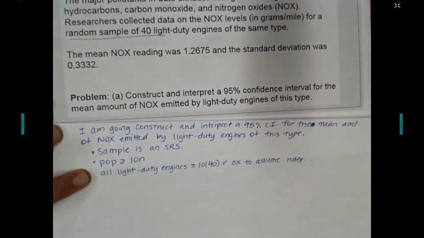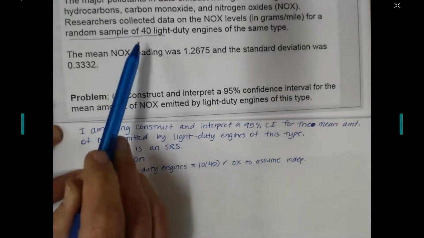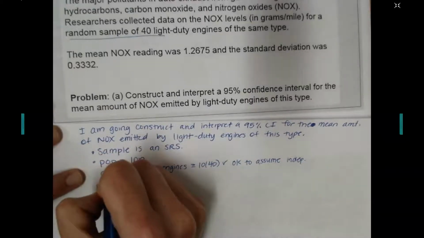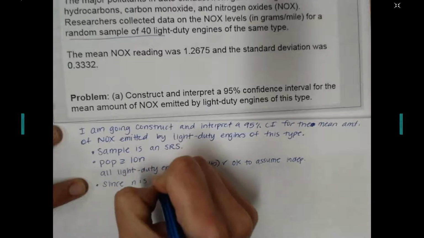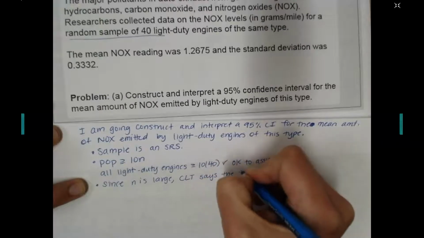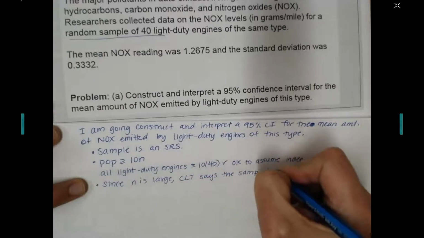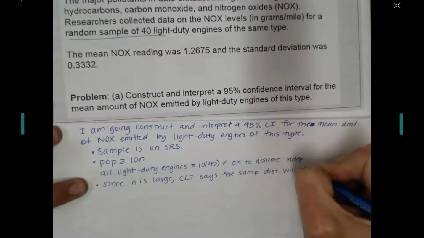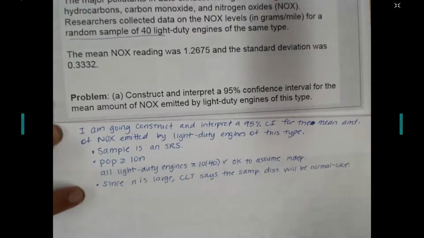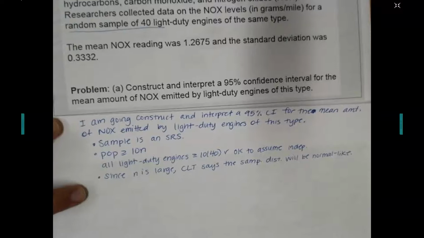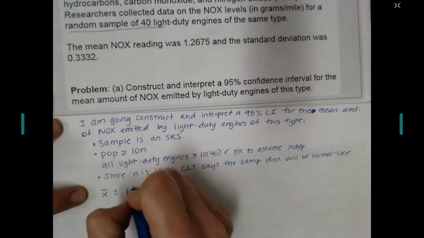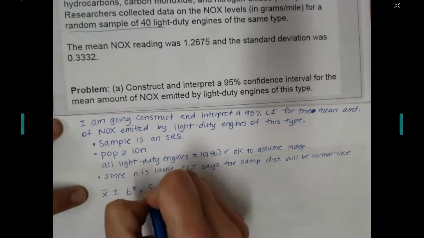Now, normality. How do I check that here? Well, my sample size is 40, and that's considered large, right? So I can say, since n is large, the central limit theorem says the sampling distribution will be normal-like. Okay, and now we're ready to actually run the confidence interval. Formula: our statistic, that's x bar, plus or minus critical value. Since we're dealing with x bar, our critical value is t, times the standard error.